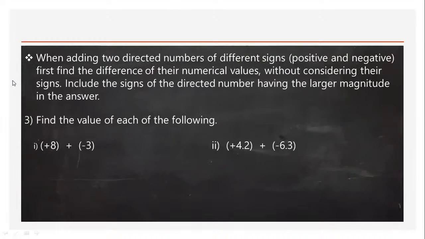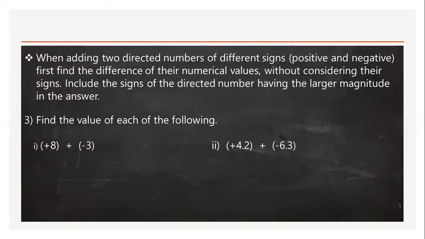Look at the next slide. When adding two directed numbers of different signs, earlier we talked about adding directed numbers with the same sign, right? Positive, positive and negative, negative. Now we are talking about adding two directed numbers of different signs, positive and negative. First find the difference of their numerical values without considering their signs, and include the sign of the directed number having the larger magnitude in the answer.